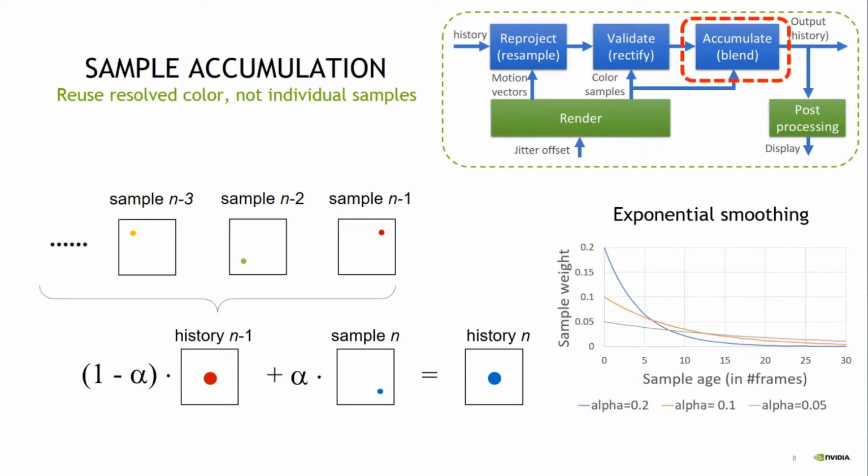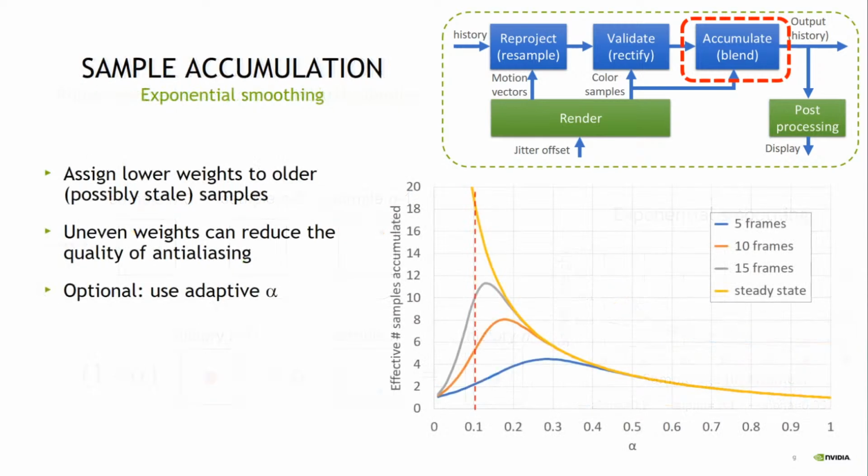Here in this plot, I'm showing the unrolled weights assigned to older samples. Typically, TAA uses a relatively small alpha to get more even weights over the previous samples. In some cases, we want this property from exponential smoothing that it assigns lower weights to older samples. The older samples are more likely to become stale, so it makes sense to phase them out.